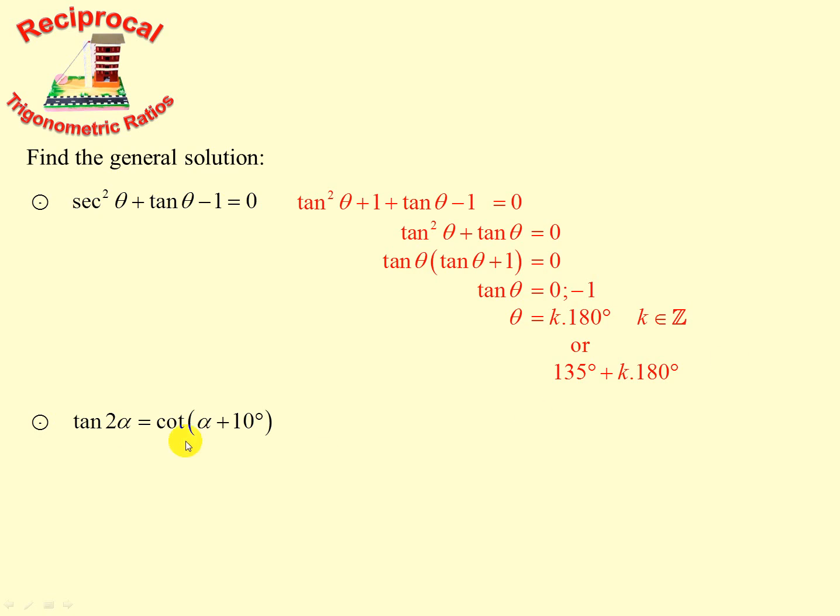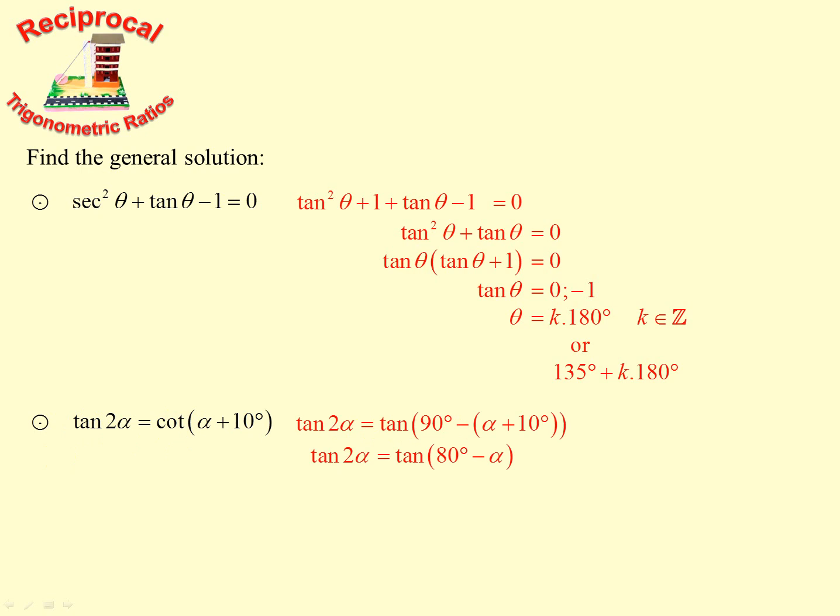In this next case, tan equals cot. Well, we can do nothing with that as it stands. But using co-ratios, tan theta is cot of 90 minus theta, or cot of 90 minus theta is tan theta. I can convert this to tan or this to cot. I'd rather go the tan way, I'm more used to tan. So therefore, instead of cot of alpha plus 10 degrees, I'm going to say tan of 90 degrees minus alpha plus 10 degrees.